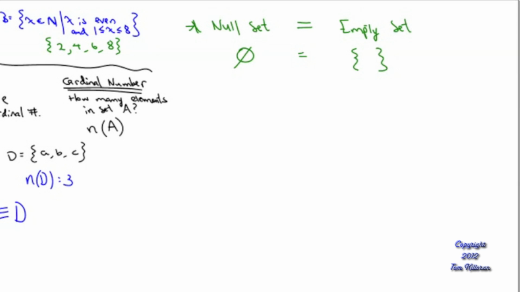One last type of set. We have a problem. If I have the set A is equal to 2, 3, 4. Cardinal number? 3. Has 3 elements. My problem is this. Sometimes you want to talk about what's in a set, but the other thing you want to talk about is what is not in the set.